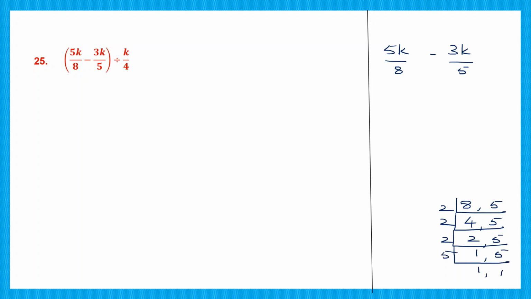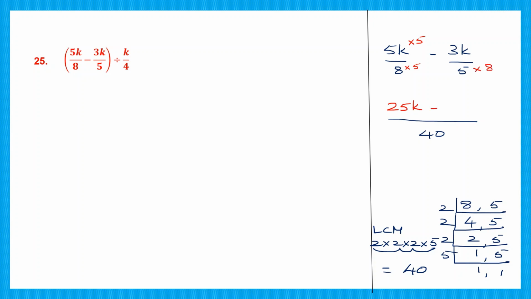1 and 1. So what is my LCM here? 2 into 2 into 2 into 5. 2 2s are 4, 4 2s are 8, 8 5s are 40. So my LCM is 40. So here we have 40. Let's use 40 as the LCM here. Now common denominator. So now 8 into 5. So multiply this also by 5. 5 5s are 25k. Minus 5 into 8 is 40.